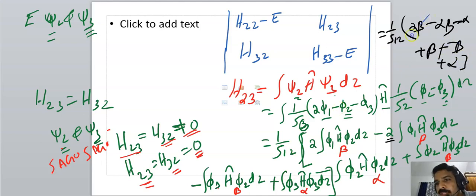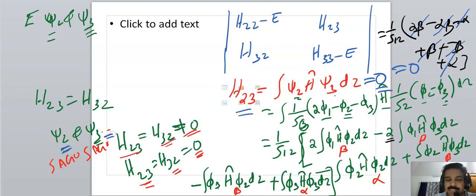Okay, that is 2 beta minus 2 beta cancelled, minus alpha plus alpha cancelled, plus beta minus beta cancelled. That is, this is equal to 0. That is, this H23, that is integral psi 2 H cap psi 3 dτ, is equal to 0. What does this mean? This means that psi 2 and psi 3 do not interact. I already told you, if they interact, then H23 is not equal to 0. If they do not interact, then H23 is equal to 0. Here we got H23 equal to 0. That means psi 2 and psi 3 do not interact.